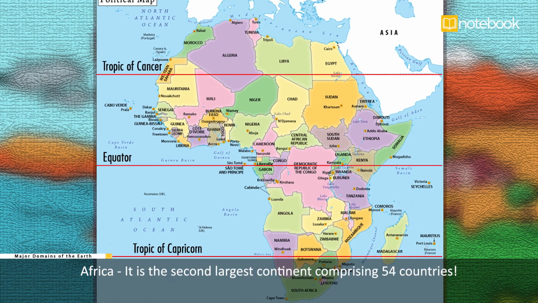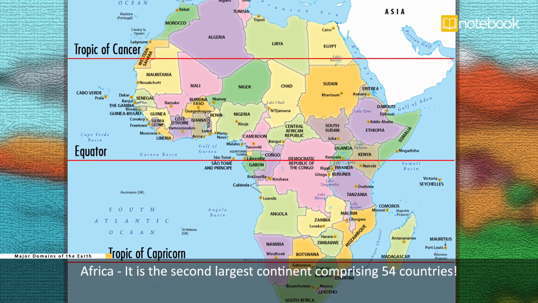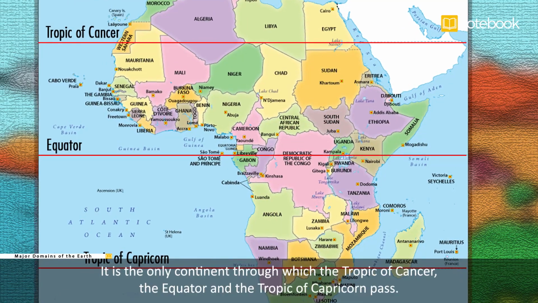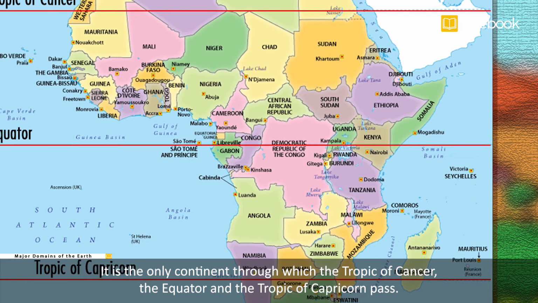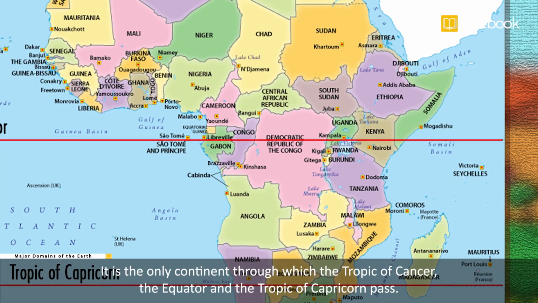Africa. It is the second largest continent, comprising of 54 countries. It is the only continent through which the Tropic of Cancer, the Equator and the Tropic of Capricorn pass.